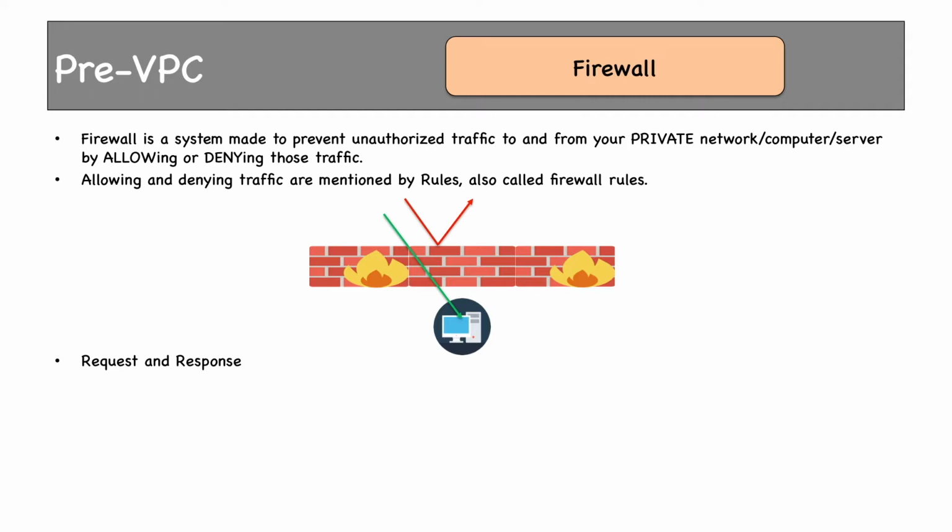Requests and responses are needed to create firewall rules. Please pay very close attention here because you'll be using this concept in VPC security groups and network ACLs. Let me try to explain requests and responses using a phone analogy. If I have your phone number and give you a call, the first word which I would say is hello.